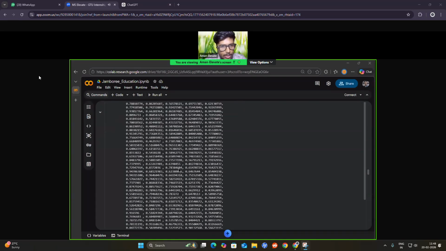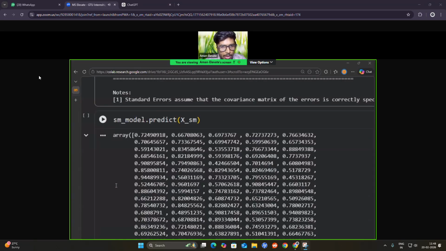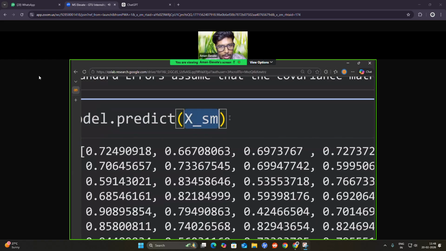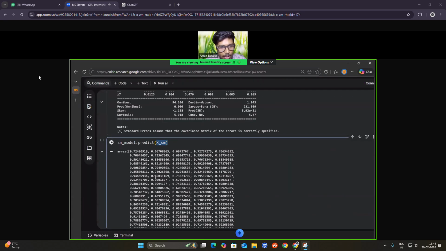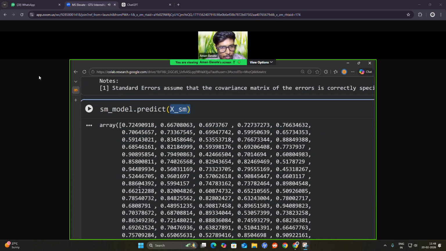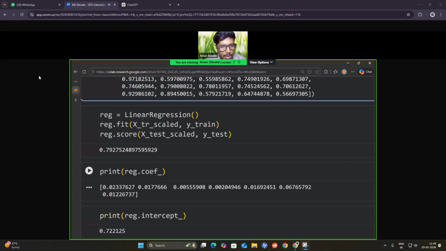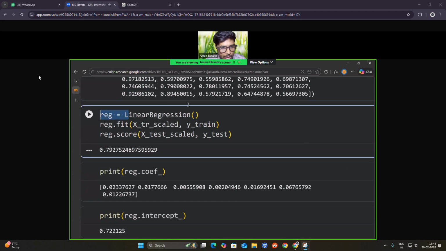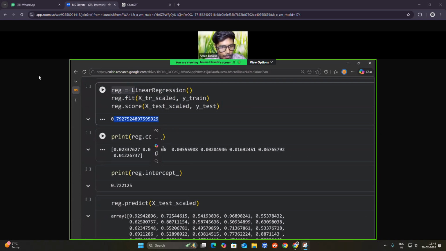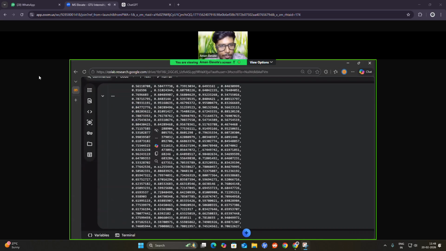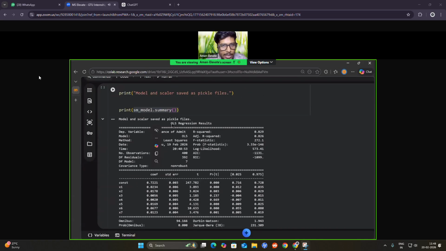Okay, so this is how it looks like. See, this is what we have predicted for our X test. Okay, so this is what we have predicted. We try to predict, and now we are training with the linear regression. So we are getting approximately 80% of the accuracy. Okay, so do remember this OLS method, sm.ols.